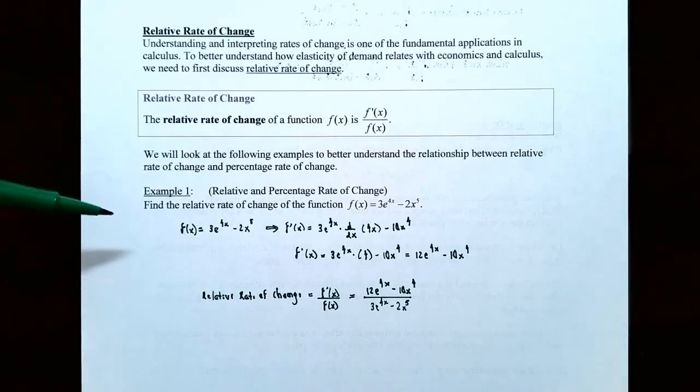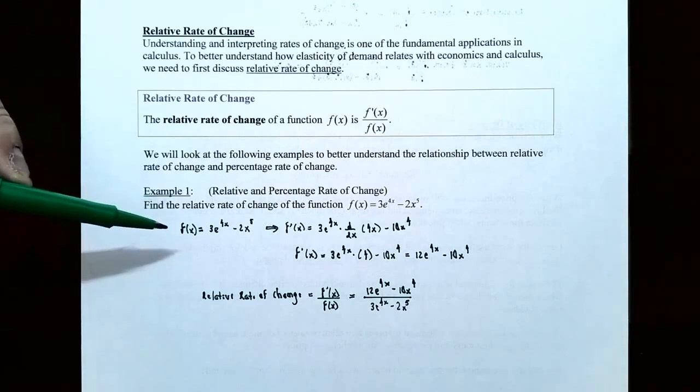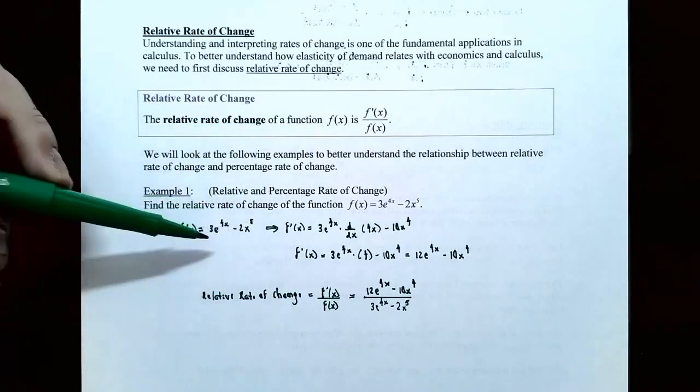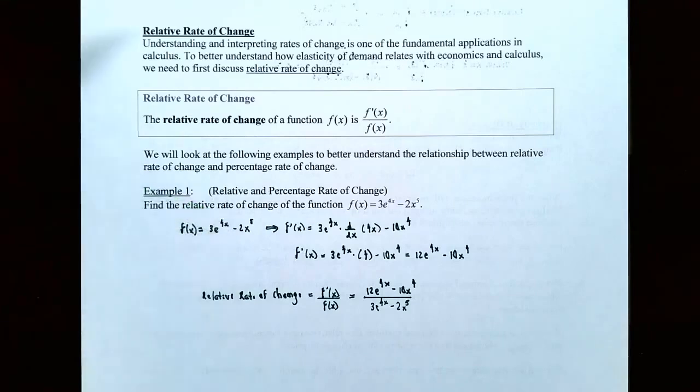Find the relative rate of change of the function f of x equals 3 times e to the 4x power, subtract 2x to the fifth. So our function is f of x. We need to find the derivative of f of x because that's part of the relative rate of change formula. So f prime of x, notice that the first term is a composite function because it's e to a function rather than just e to the x. So you have to use the chain rule.